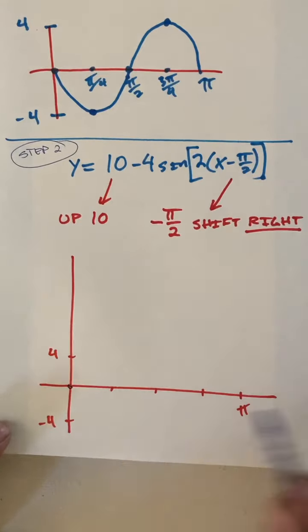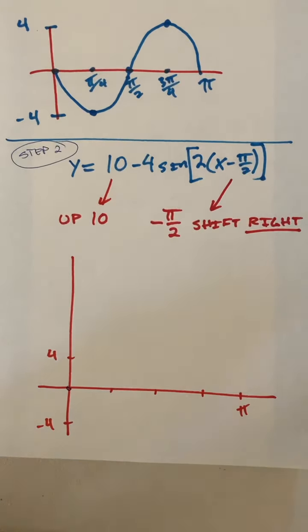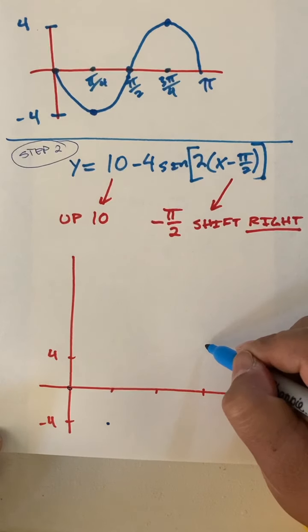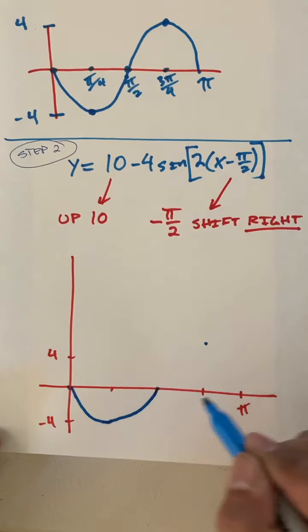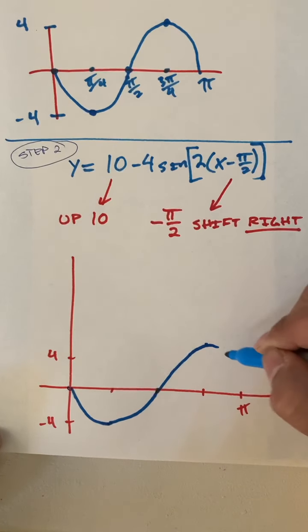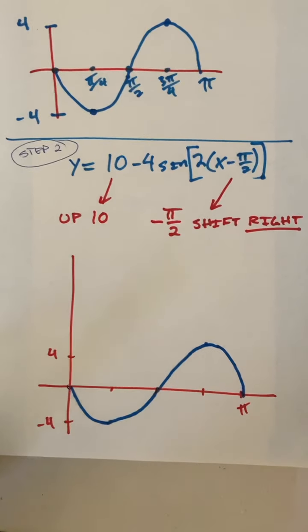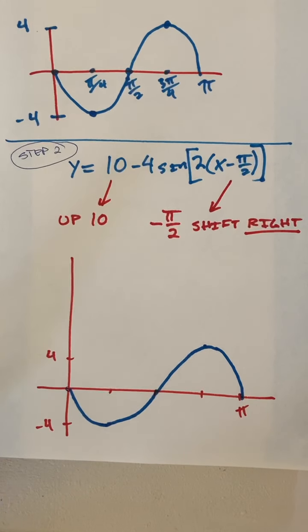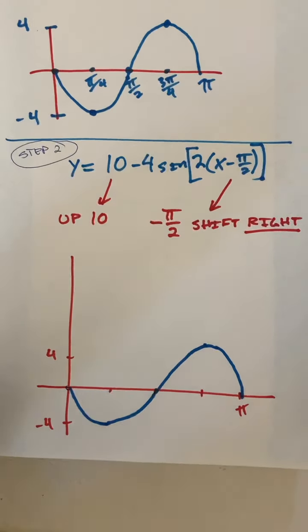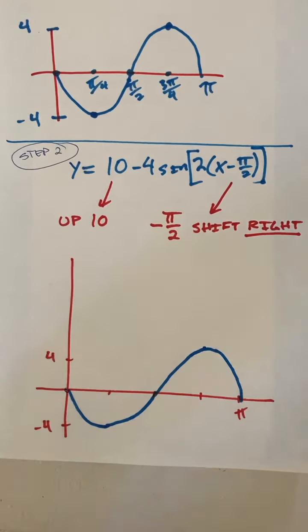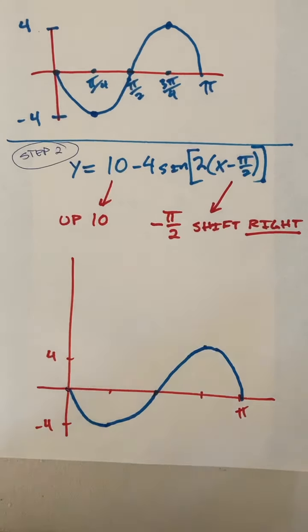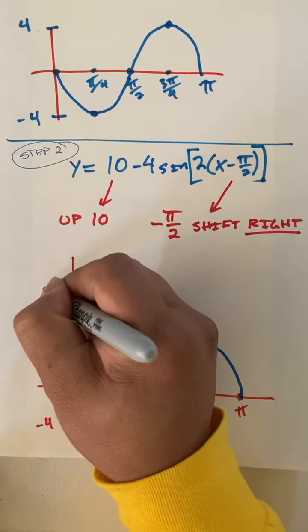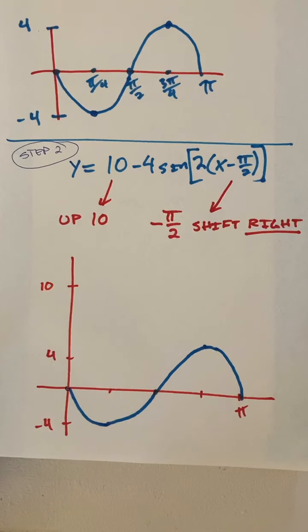All right, so my fat blue graph originally goes through there, there, and there. Okay, we're going to translate this. We're not going to change the amplitude. We are not going to change anything else about it. We're just going to change its location. Okay, so first of all, the up 10 means I'm going to go to 10.